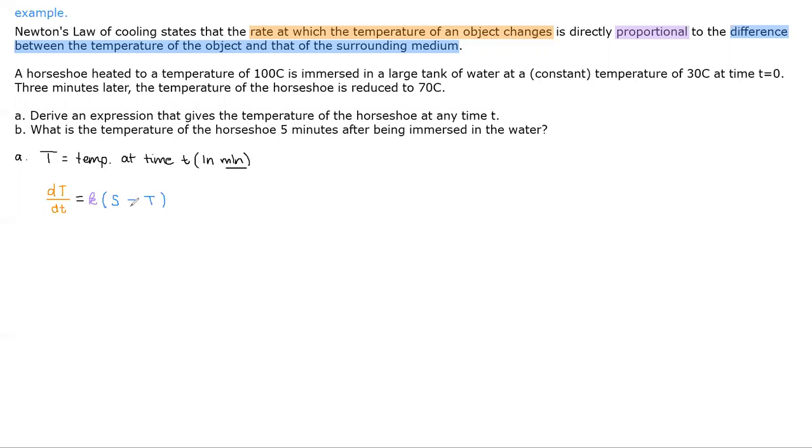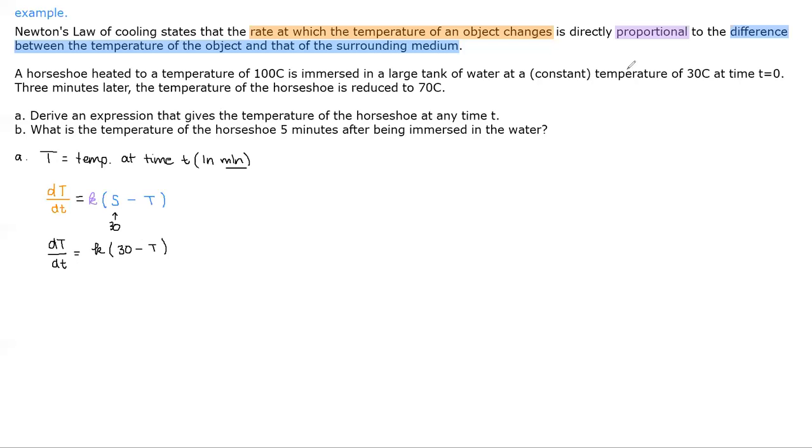Now, I know that the temperature of the surrounding medium is 30 degrees, at least in this case. So the surrounding medium is at 30 degrees. And so I'm going to have that the derivative of the temperature is going to be equal to k times the temperature of the surrounding medium, 30, minus the current temperature. Okay.